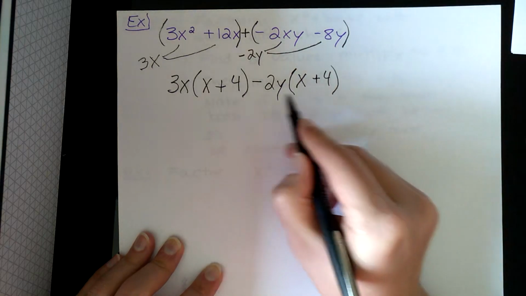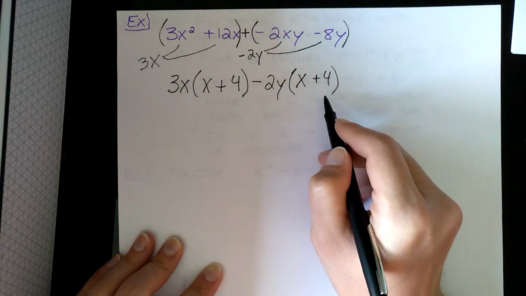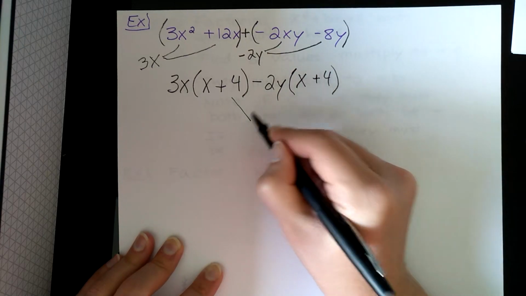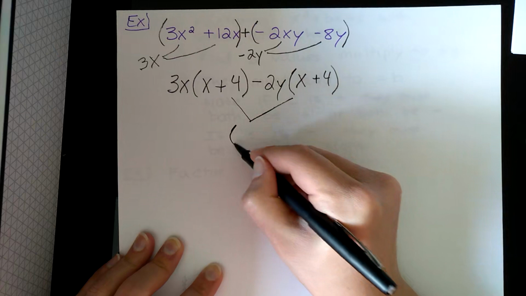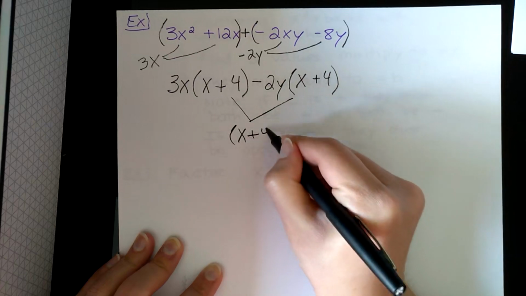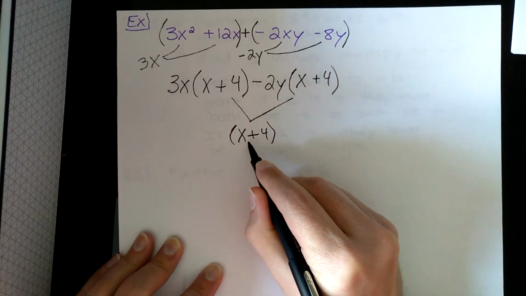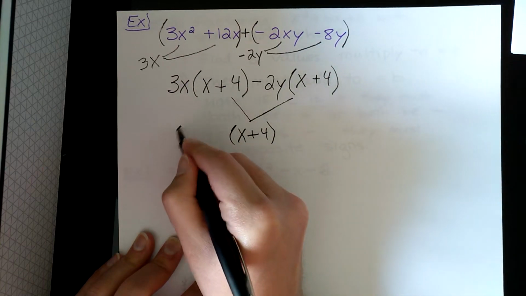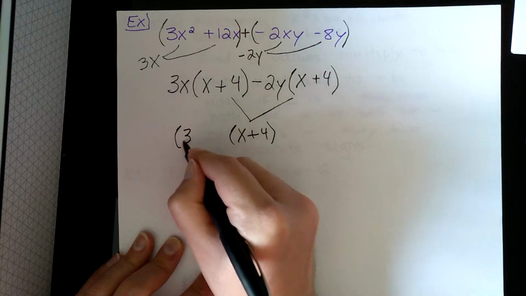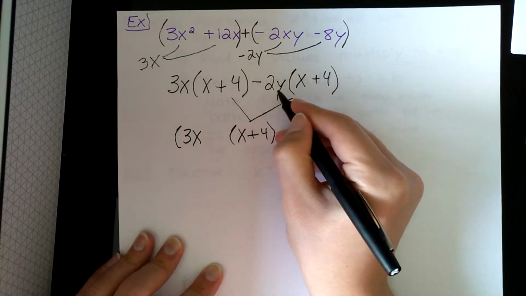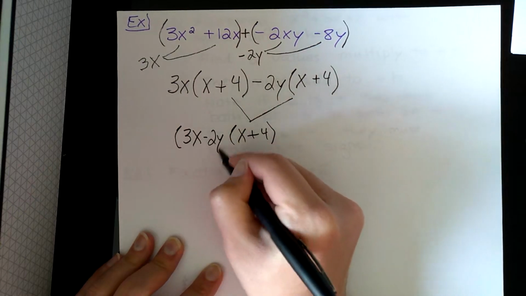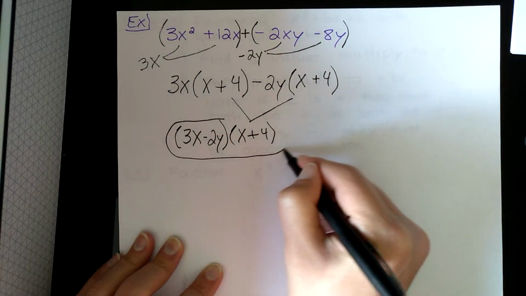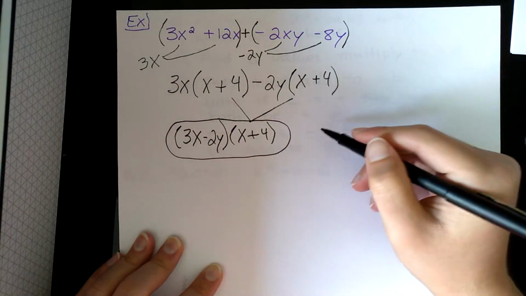Now notice we have the same value in parentheses, so we are going to factor it out. And when we factor it out, what are we left with in each term? Well, we have 3x in the first term minus 2y in the second term. And this is completely factored.